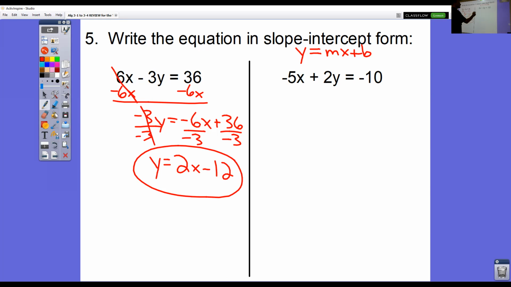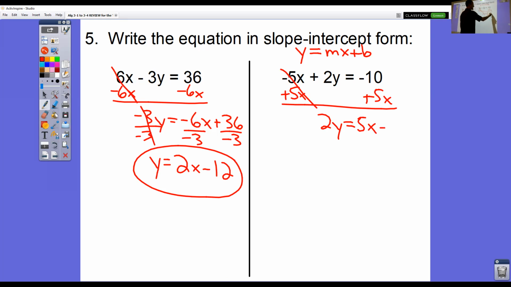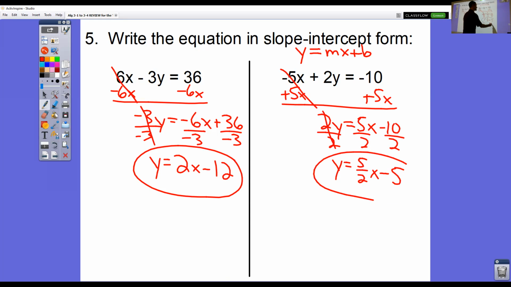For this next one, I want to try and get the 2y all by itself. So I want to do plus 5x and plus 5x. So I have 2y equals 5x minus 10. Divide by 2, divide by 2, divide by 2. So I have y equals, we could just leave it as a fraction. If you wanted to change it to be 2.5, that's fine, but you don't need to. Slope is always written as a fraction. So we get 5/2 x minus 5.